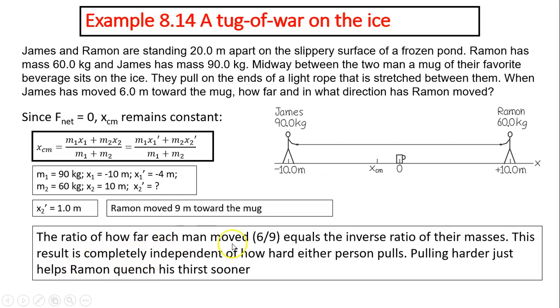So the ratio of how far each man moves: James moved 6, Raymond moved 9. That equals the inverse ratio of their masses, 60 over 90. This result is completely independent of how hard either person pulls. Pulling harder just helps Raymond get to the mug sooner. This is because of conservation of momentum. The distance is the inverse ratio of the masses.